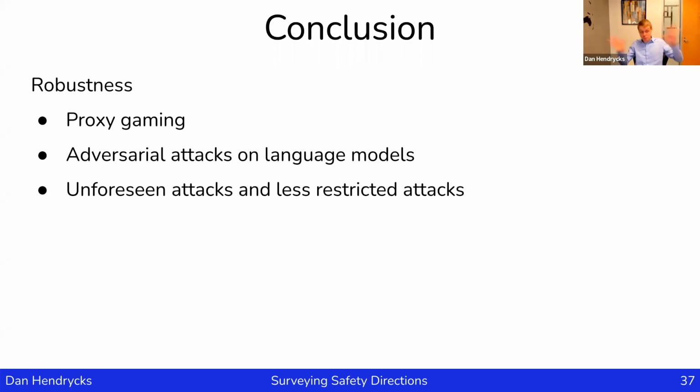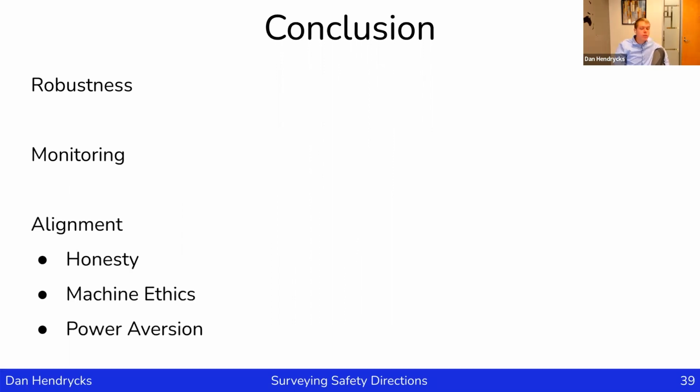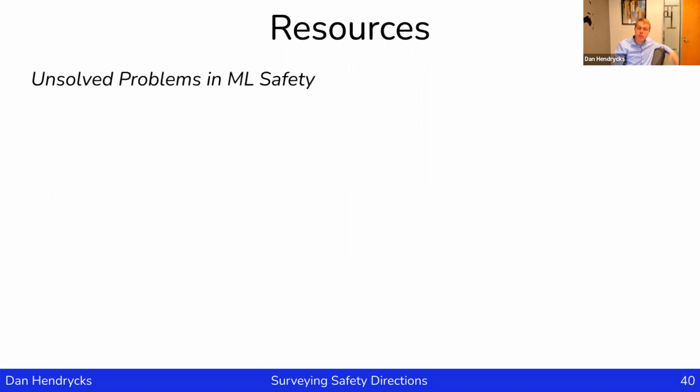To sum up, there's robustness and there are some areas inside of it. There's proxy gaming, there's adversarial attacks. For language and vision models, there's also unforeseen attacks, and less restricted attacks, or non-Lp attacks, would be pretty interesting to look into. For monitoring, there's transparency, anomaly detection, and Trojans. And for alignment, one can study honesty and machine ethics and topics like power aversion. All of those are, I think, very interesting areas in machine learning safety.